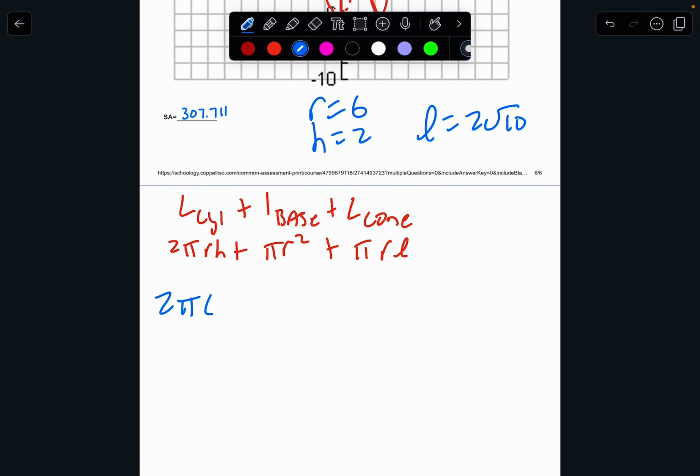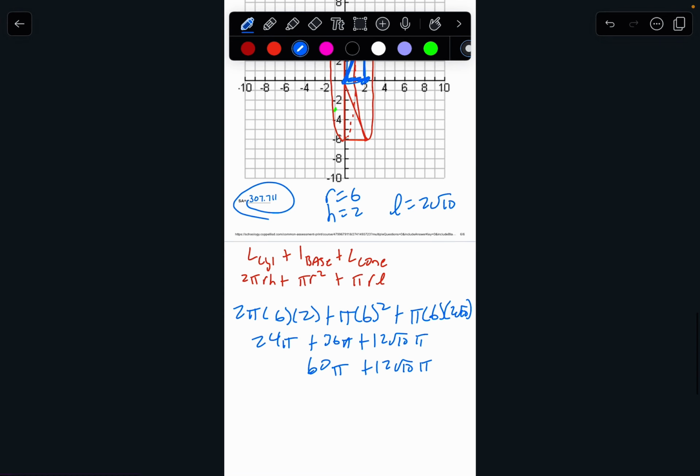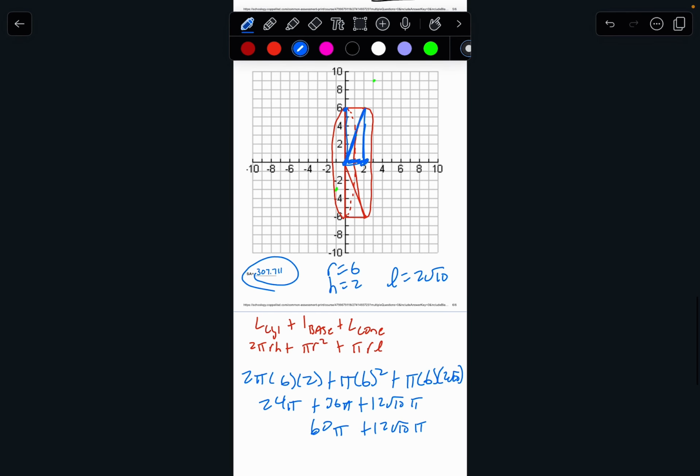All right, and from there we're just plugging in. So it's going to be 2 pi times r times h plus pi times r squared plus pi times r times 2 root 10. This would be 24 pi plus 36 pi plus 12 root 10 pi. That'd be 60 pi plus 12 root 10 pi. I'm going to type that in. 60 pi plus 12 root 10 times pi. And that is 307.711. That's a doozy. Good luck, my friends. I'll see you next time.